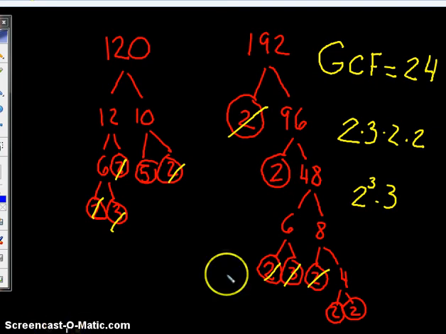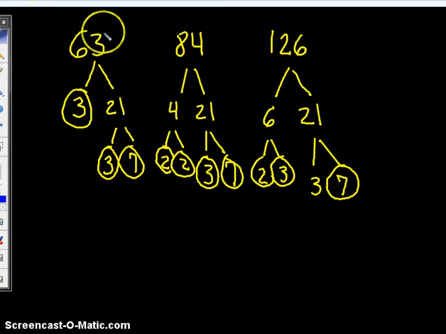The next thing I'm going to do is show you how to do it with 3 numbers. So right here, I have 3 numbers factored out. 3 factor trees, 3 numbers. 63, 84, 126. 63, we have 3 times 3 times 7. 84 is the product of 2 times 2 times 3 times 7. And 126 is the product of 2 times 3 times 3 times 7. Forgot to circle my primes. Remember, circle the primes, but only the primes.